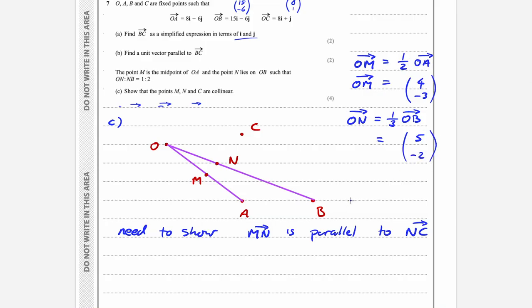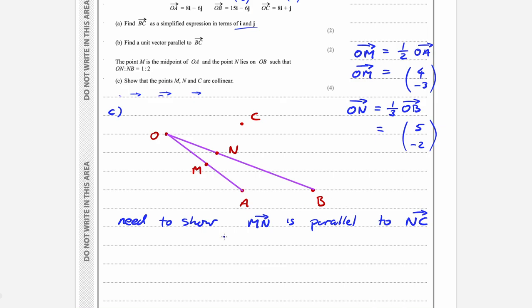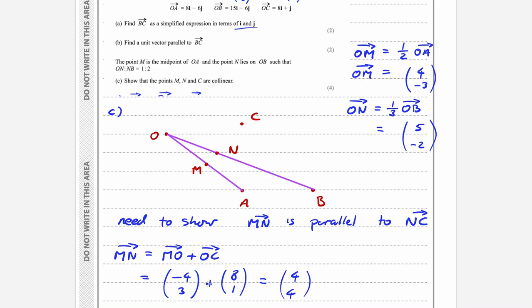Now I just need to get MN and NC. Okay, I'll do it here, guys. MN equals, MN is M to O, plus O to C. MO is, again, negative this, guys, because this is OM. So MO is negative 4, positive 3. And then plus OC, which is 8, 1. Okay, this is equal to 4, 4. I just add the i components and add the j components. Okay, so that's 4, 4.